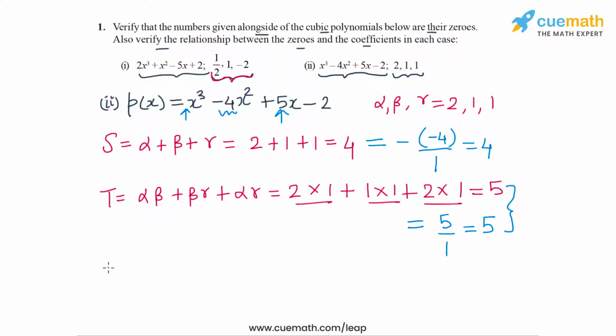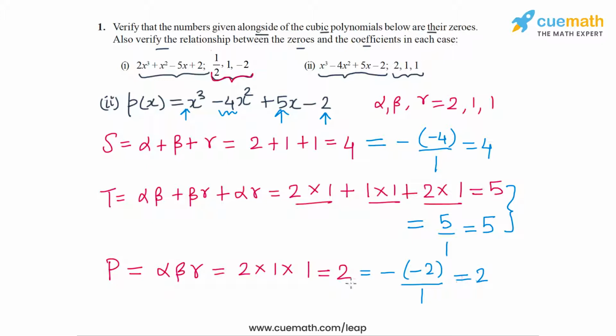Finally, let's find the product of the zeros. So from the zeros themselves, the product of the zeros should be alpha beta gamma, or 2 into 1 into 1 or 2, and from the coefficients the product of the zeros should be minus of the constant term, so minus of minus 2 by the coefficient of x cube, so that's 1, so this is equal to 2. So even the product matches by calculating using both zeros as well as the coefficients. So all the three relations hold true for the second polynomial as well. And with that, we conclude question 1.